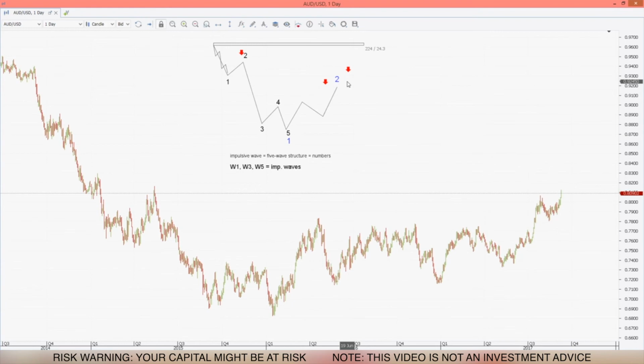Now you know the basics of an impulsive wave. With the next recording we will move to the basics of a corrective wave, and then to further details.